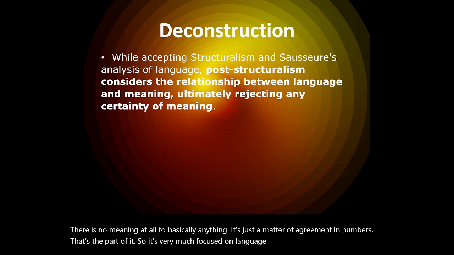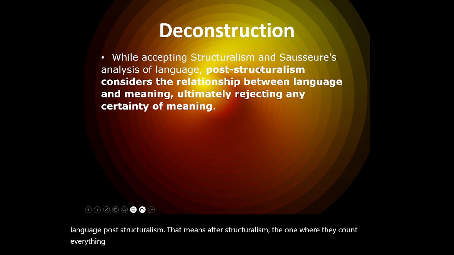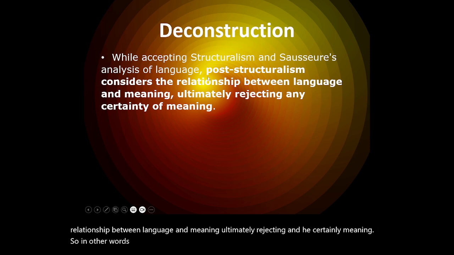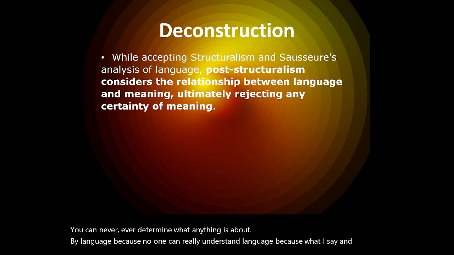Saussure's analysis of language, post-structuralism, that means after structuralism, the one where they count everything. So this is post. After that, they get into this idea of the opposite being true, the relationship between language and meaning, ultimately rejecting any certainty of meaning. So in other words, they say, no, you can never determine what anything is about by language because no one can really understand language, because what I say and what you hear are two different things.